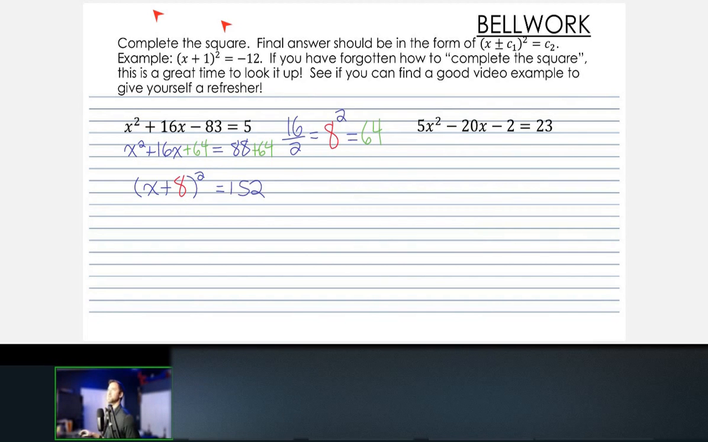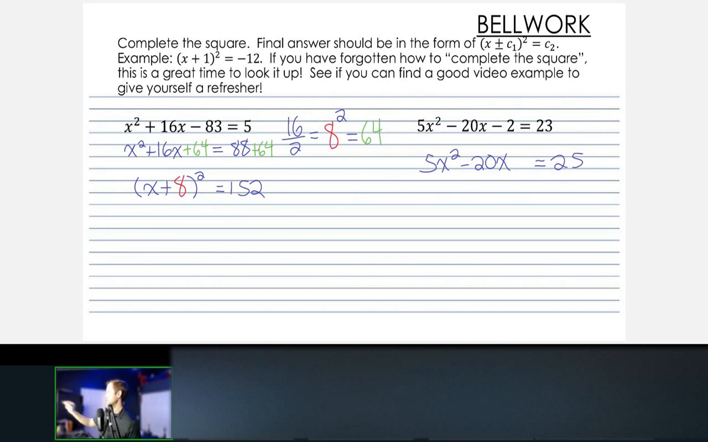This next one. So we're going to go ahead and we're going to add 2 to both sides. So we're going to get 5x squared minus 20x, and then equals 23 plus 2 is 25.